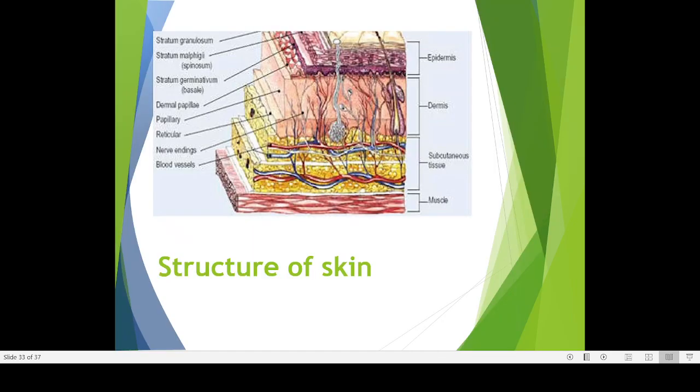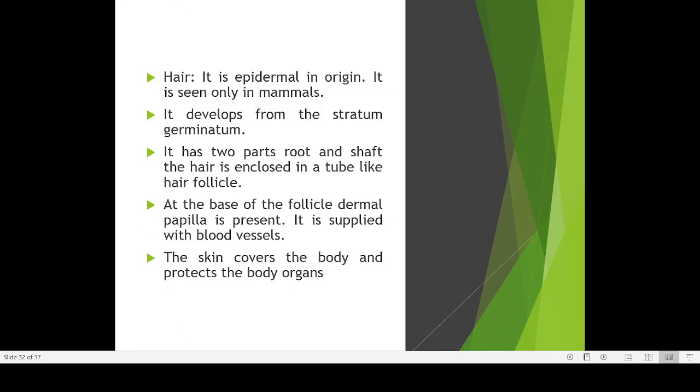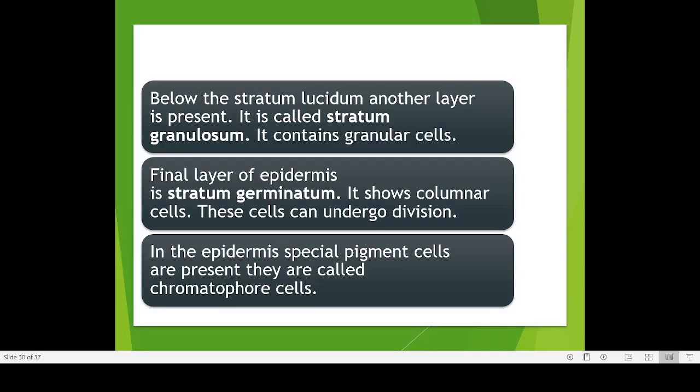So now we look at this picture once again. You can see the outermost layer, stratum corneum. Below stratum corneum you can find stratum granulosum. Then you can also find stratum germinatum here. Then there is another layer found here, that is stratum malpighi or spinosum. So the basic idea is this one. There are 4 layers: stratum corneum, stratum lucidum, stratum granulosum, and finally stratum germinatum.